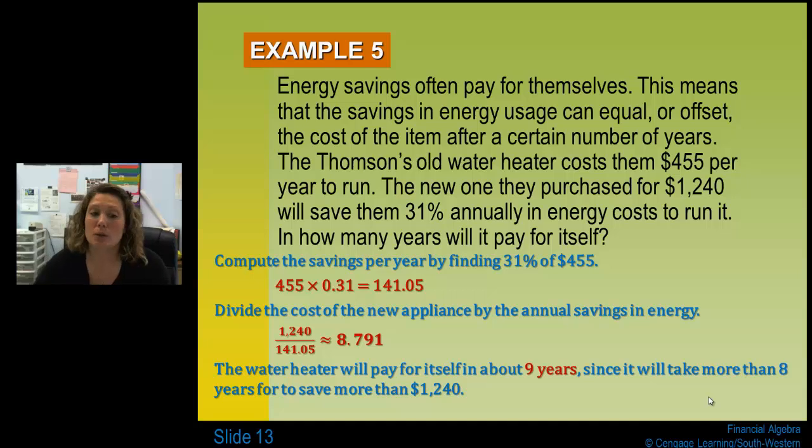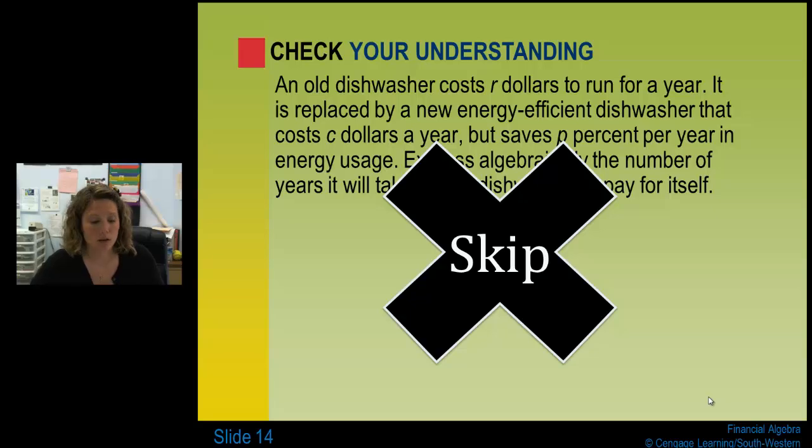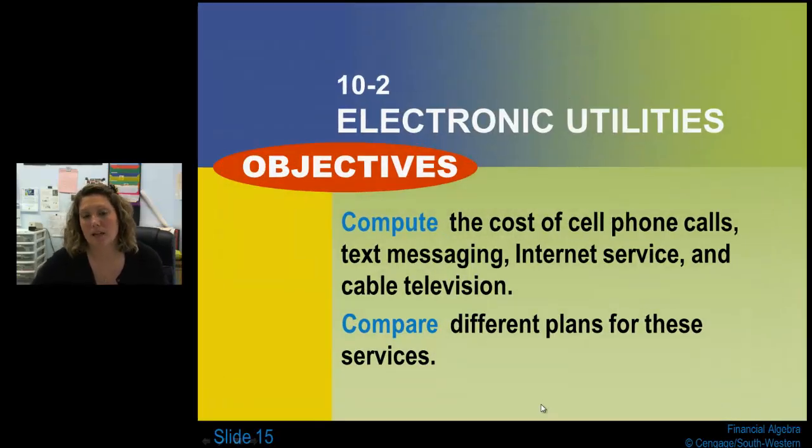So just over 8 years, we're going to say about 9 years, we'll have saved the amount that it cost us to buy that new one. So that's how it pays for itself over time. So the more efficient, the quicker you'll actually make that money back, essentially. Check your understanding. We're going to go ahead and skip this question. And that is the end of 10-1.